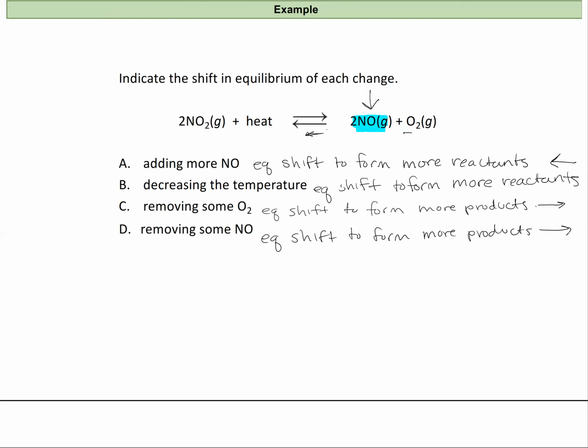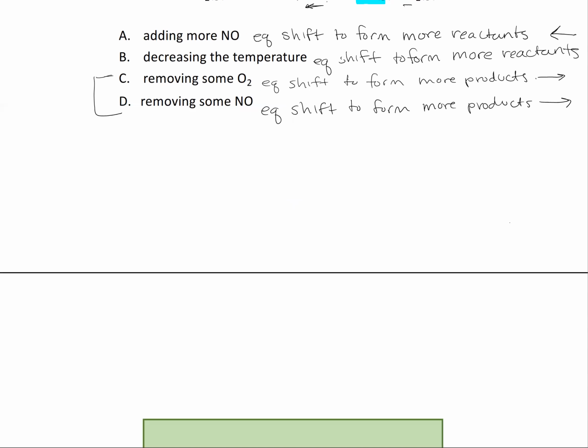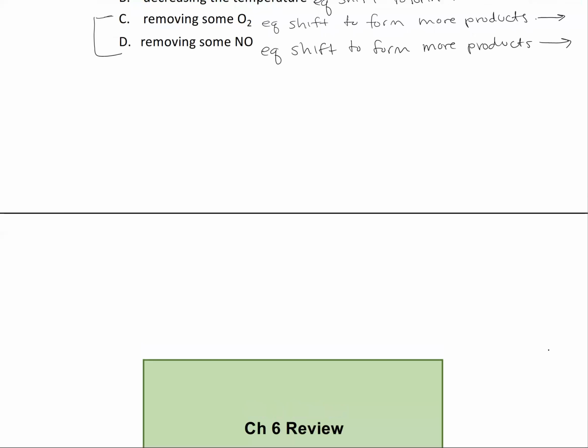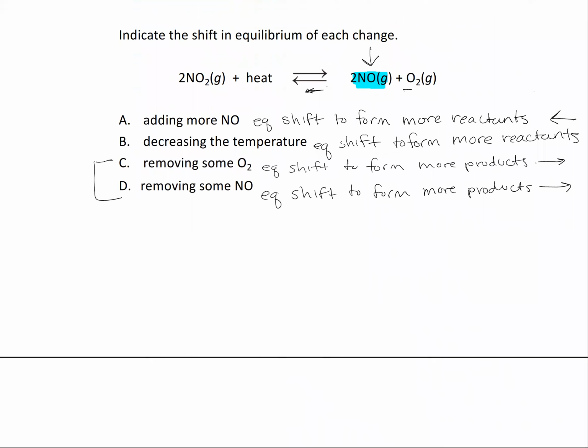And that's the interesting thing. Regardless of which product is decreased, we'll see more products form to reestablish equilibrium. So I don't have to decrease both, just one, to see that same equilibrium shift. All right, that concludes our lecture on Le Chatelier's principle.